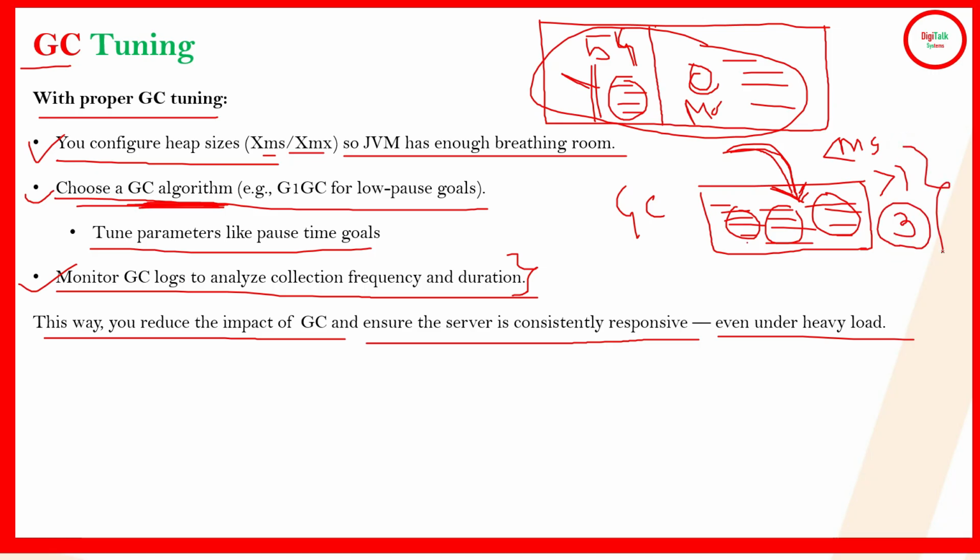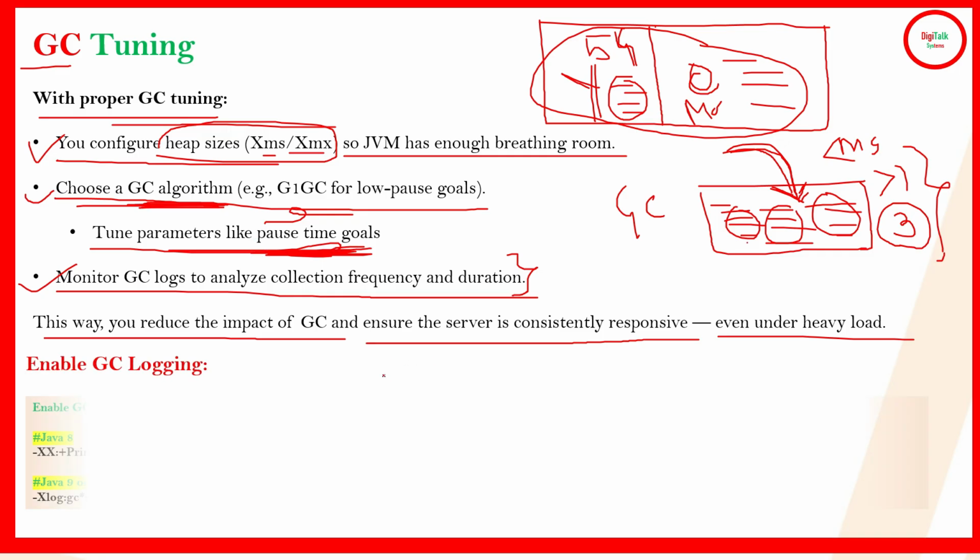So the overall purpose of tuning garbage collection is to identify the proper heap size and to minimize the pause time of your applications. It's not possible to eliminate it completely, but with the use of different kinds of algorithms, we can tune this pause time. I will tell you that in the next slide.